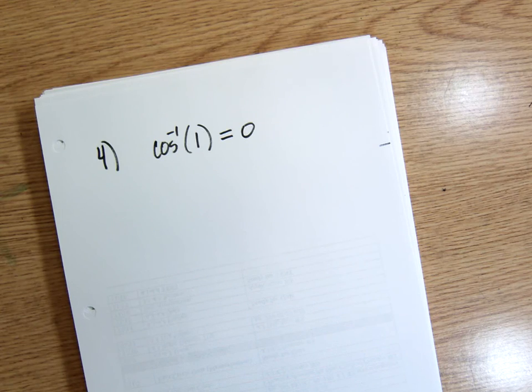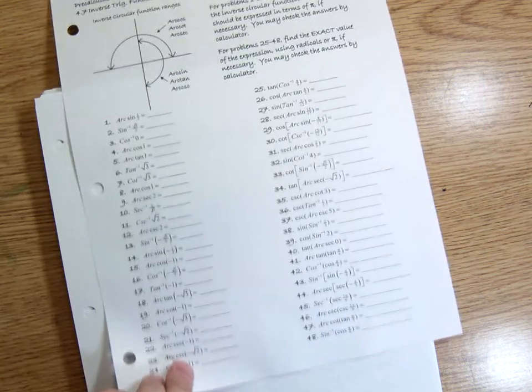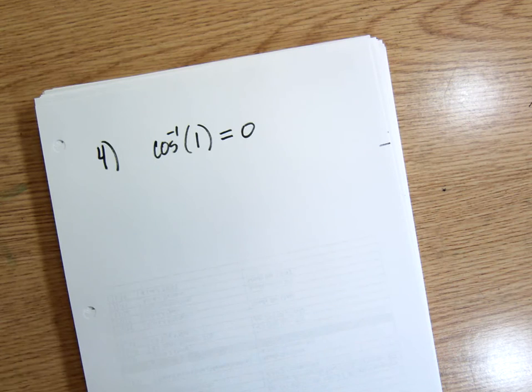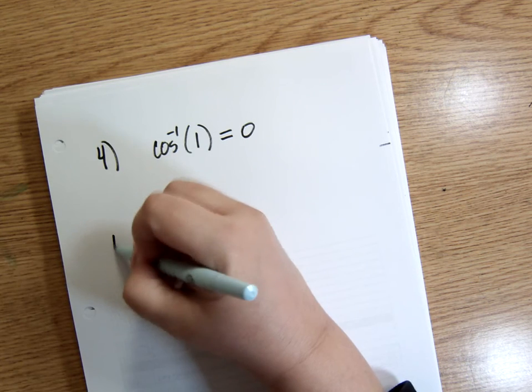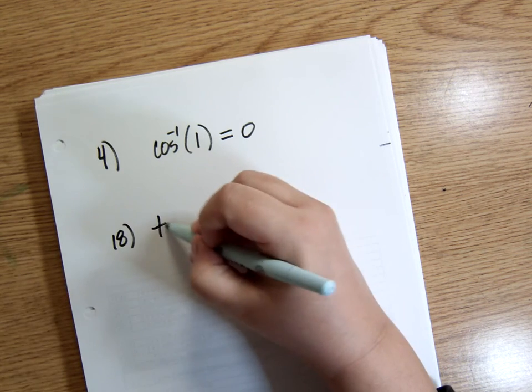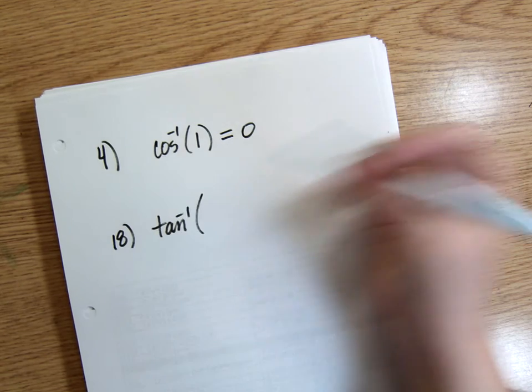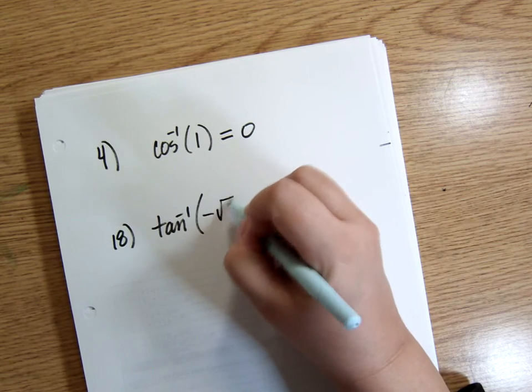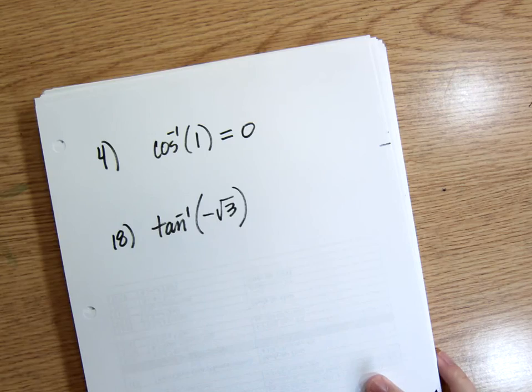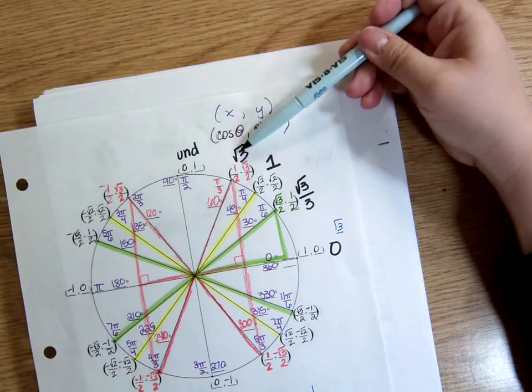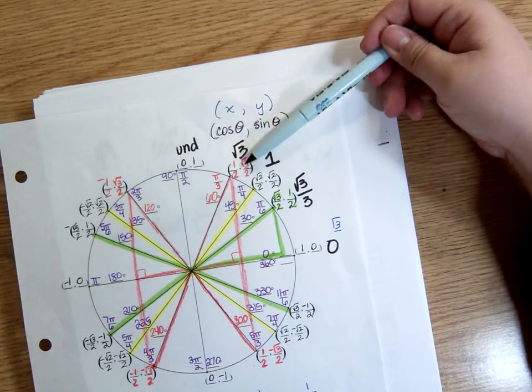Number 18 from this video says arctan, which is inverse tan of negative root 3. Okay? Now we talked about how tangent is sine over cosine.